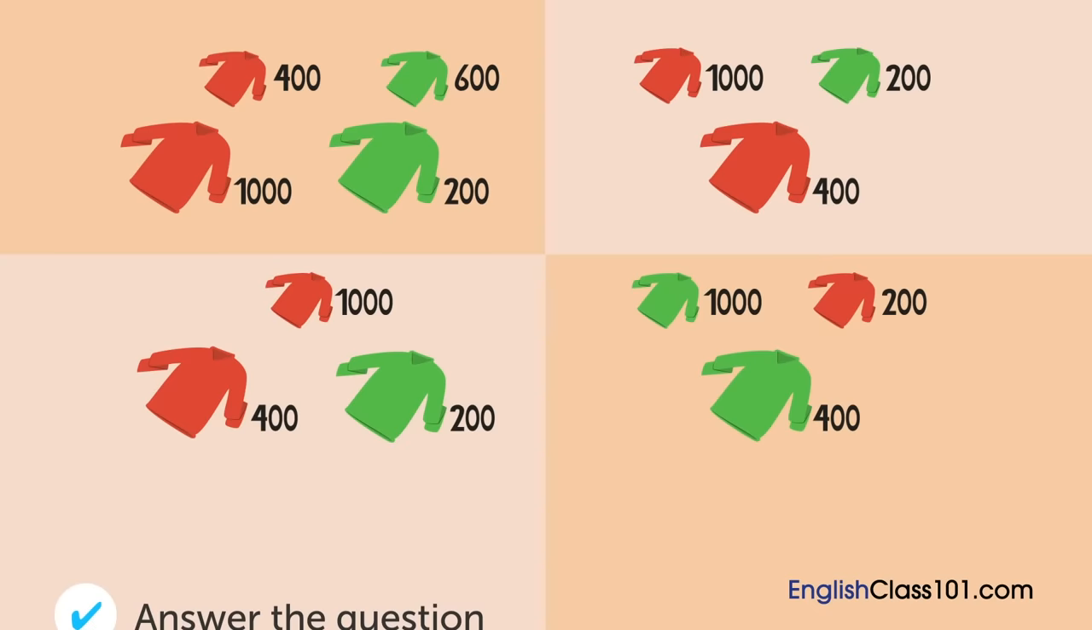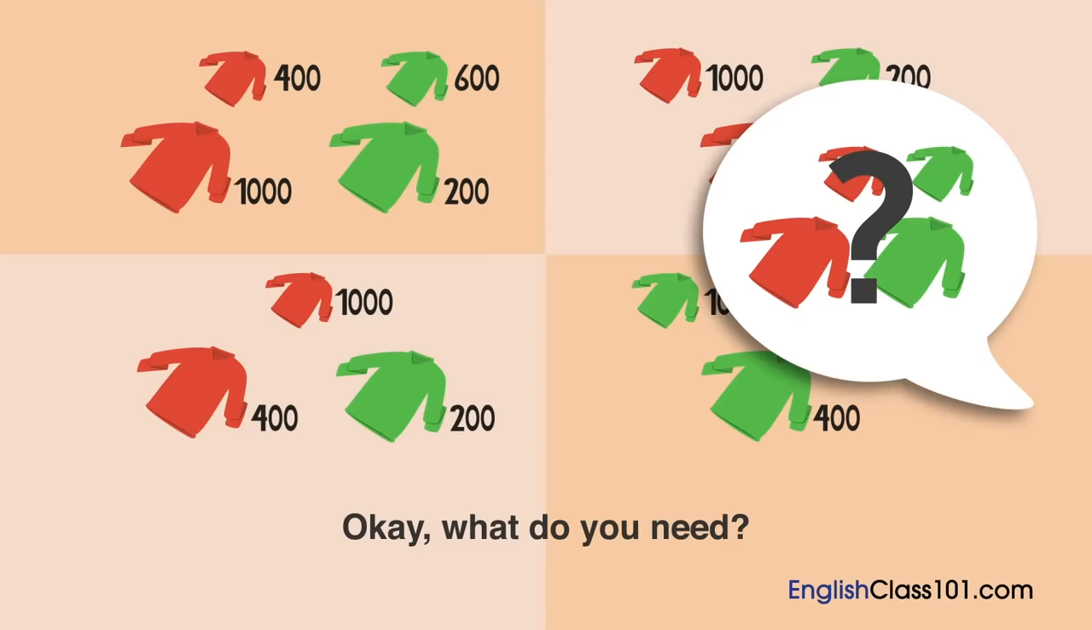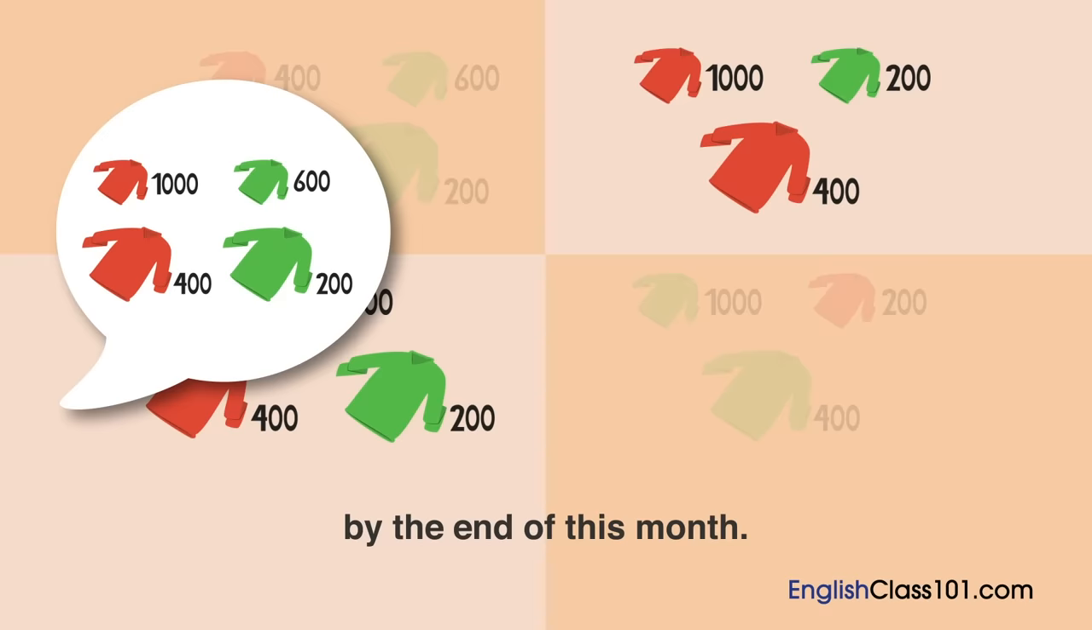A woman and a supplier are talking on the phone. What is the woman going to get for the sale? I need you to deliver some more sweaters in time for the sale next month. Okay, what do you need? We need 1,000 of the small red sweaters and 400 of the medium red sweaters. And we also need 600 of the small green sweaters and 200 of the medium green sweaters by the end of this month.